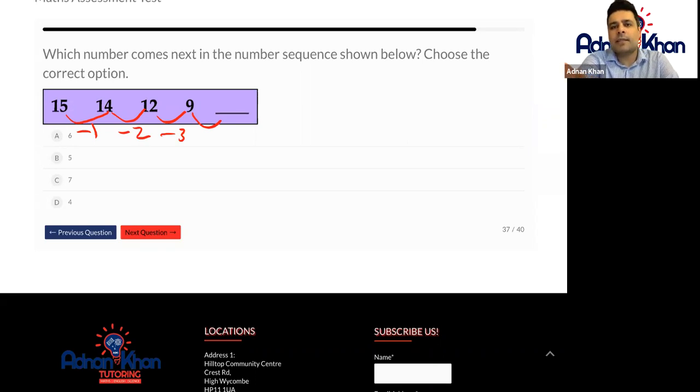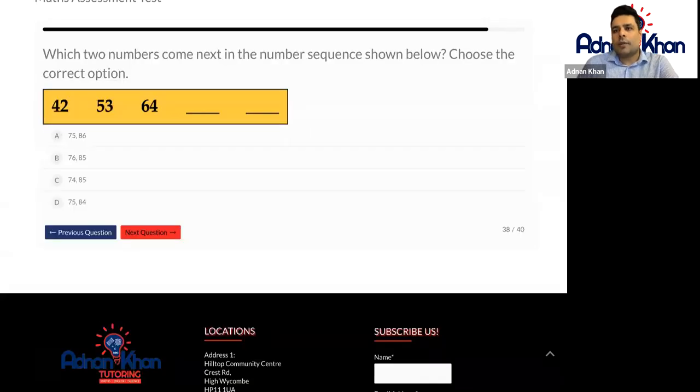So the pattern is 15 take away 1 is 14. 14 take away 2 is 12. 12 take away 3 is 9. And what are we going to minus here now? Minus 4. Good. So what's 9 take away 4? Take your time. 5. Good. So 5 will be our answer here. Well done. Thank you for that, Lisa.